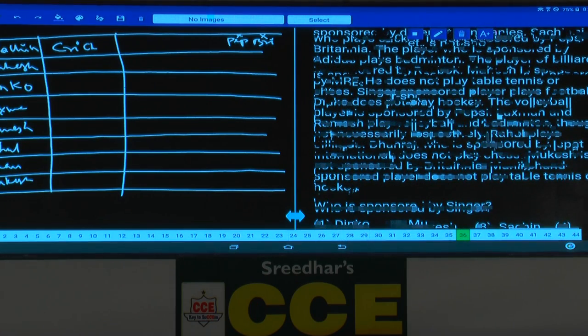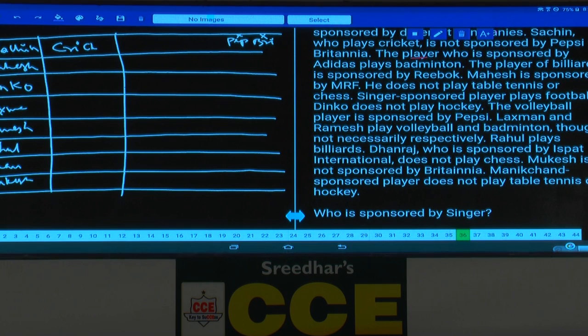Next one. The player who is sponsored by Adidas plays badminton. Hence, badminton, and who is that player here? It is sponsored by Adidas. Next one. The player who plays billiards is sponsored by Reebok. Billiards is sponsored by what? Billiards is sponsored by Reebok.